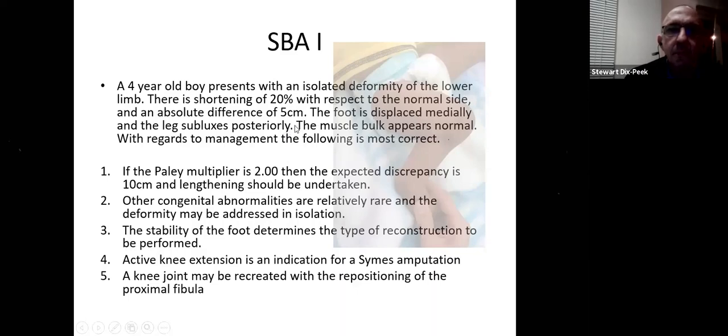So we're thinking that we're not even going to do anything. Muscle bulk appears normal. I throw that in only to tell you that this is going to be an embryological deformity, not neuromuscular, I think. With regards to management, the following is most correct. Now, here I've got the Paley multiplier for a boy, 4 years old, and what I'm showing you here with my pointer is correct. The expected discrepancy is a multiplier of 2, 5 centimeters is 10. You get it?